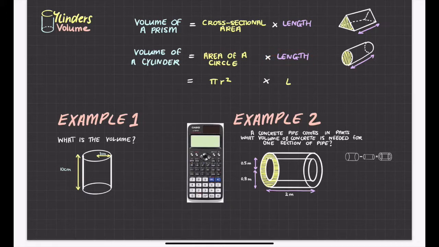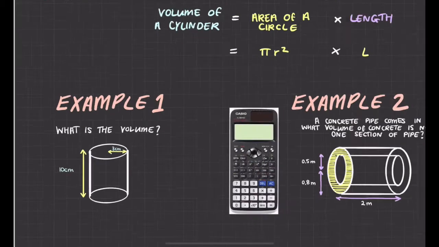So what is the area of a circle? Because for a cylinder, that's what it is, it's a circle, and then we've got this length here. So the area of a circle is pi times r squared, and the length, sometimes we just call it L. So you might see this written pi r squared L. That's just the volume of the cylinder, the area of the circle multiplied by the length. So let's have a look at some examples.